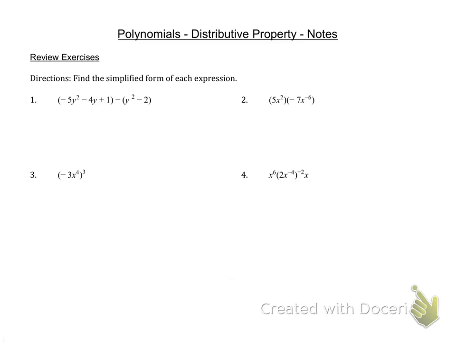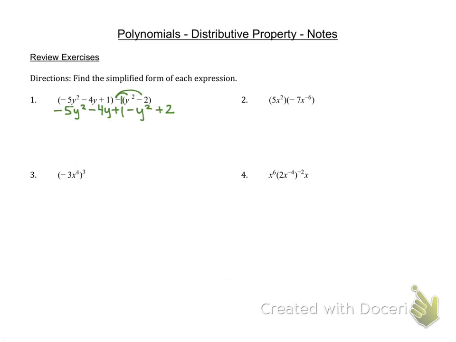So for the first one, I notice that I'm subtracting two polynomials. So I'm going to write my invisible 1 right here, and I'm going to distribute the negative 1 first. So I have negative 5y squared minus 4y plus 1. Negative 1 times y squared is a negative y squared. And a negative 1 times a negative 2 is a positive 2.